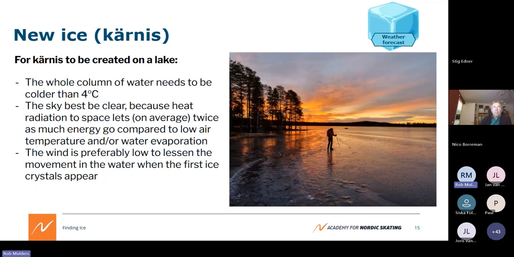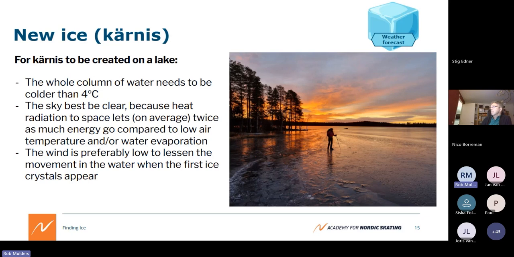In new ice, you have to know a few things about when it might happen that you skate on the best ice there is. The whole column of water needs to be colder than 4 degrees before ice can start. Even that's the way it is, because when the water is colder than 4 degrees, then the really cold water can stay on top. It can cool down from 3 to 0 degrees, and then the ice can start. And that's not the case if the whole column of water is higher than 4 degrees.